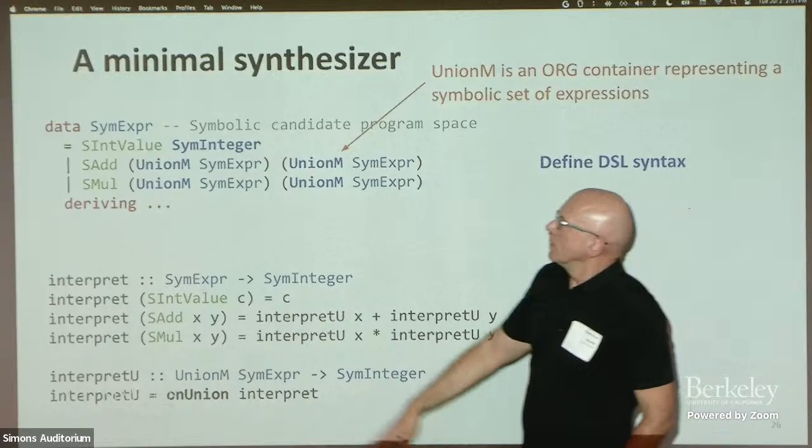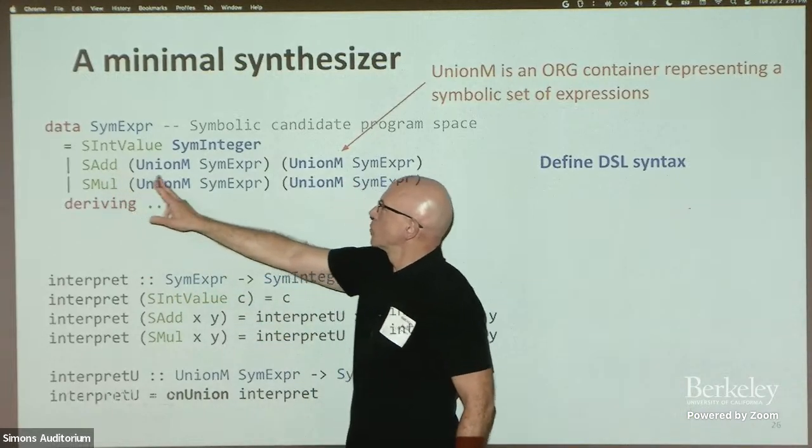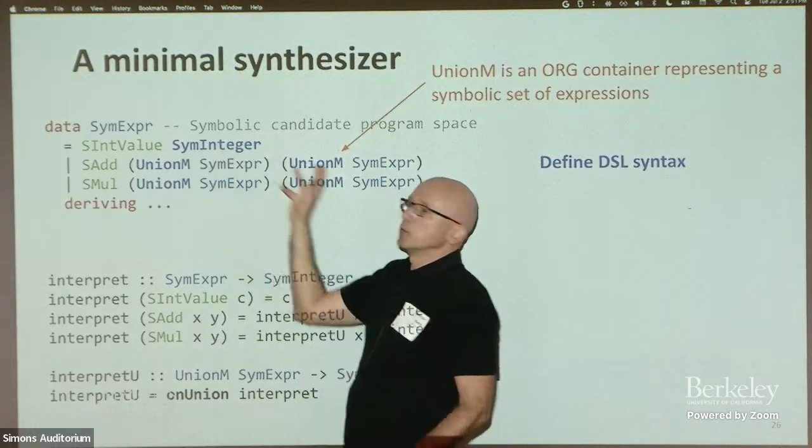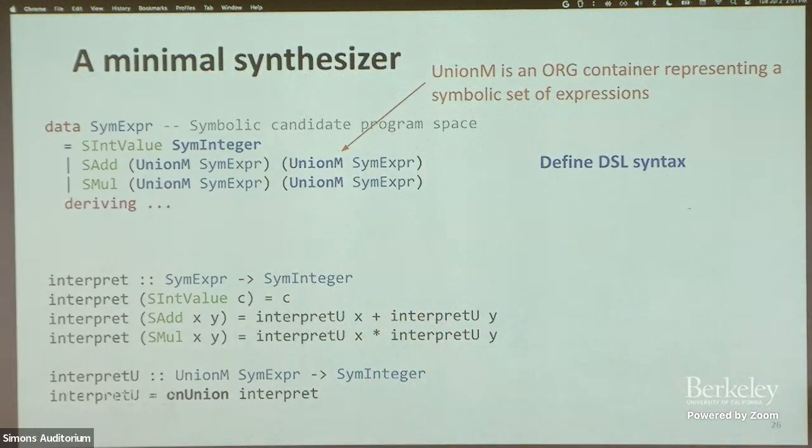So you could say, well, your grammar could be a plus, which could be a plus under some condition, or multiplication under some other condition. It's an integer. That's the whole idea. So that's essentially the sketch of the space, the symbolic search space.